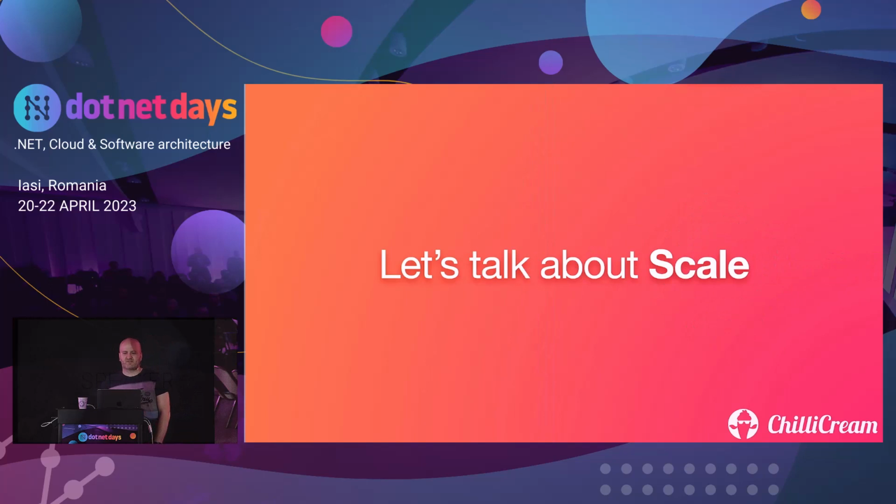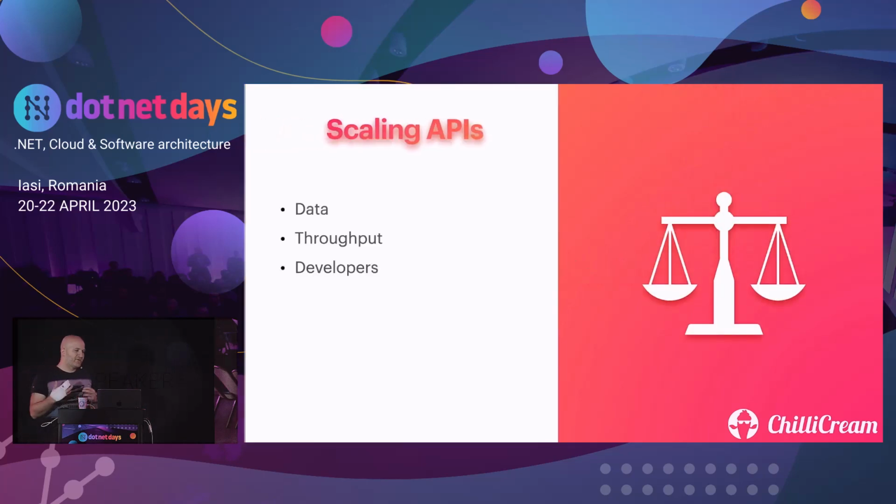So let's talk a bit about scale, because I think often people mistake why they should really go for distributed solutions here. And that's not the scale you think about. When we talk about scaling APIs, it's really three axes that we talk about. It's data, throughput, and developers.